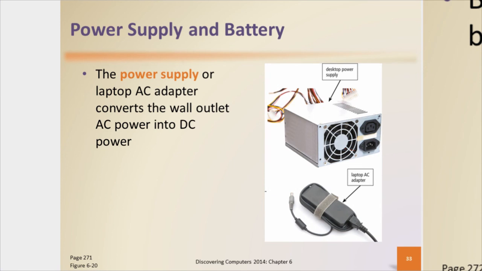Now, computers have to be powered. They don't just run off thin air. You've got to have some way of powering these systems. On the right, at the top there, you've got a desktop power supply, and on the bottom, you've got a laptop power supply. Both of these provide power to the motherboard as well as the various other components inside the system.